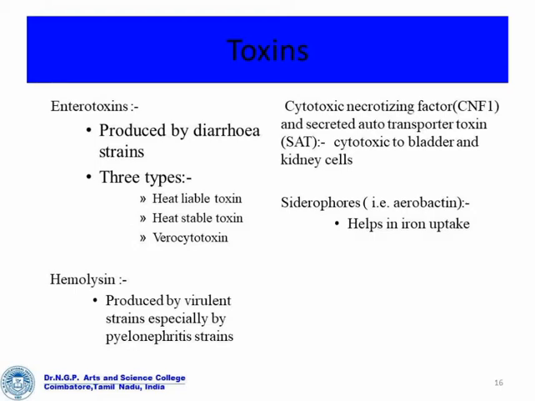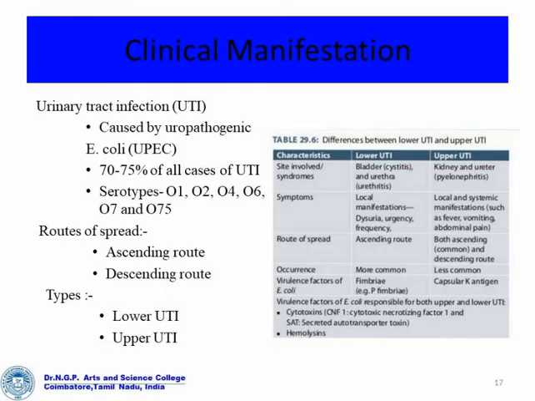coli, especially by pyelonephritis strains. And then cytotoxic necrotizing factor and secreted autotransporter toxin, they are cytotoxic to bladder and kidney cells. And then siderophores, they are basically iron carriers. And then clinical manifestation, first one, UTI, urinary tract infection.